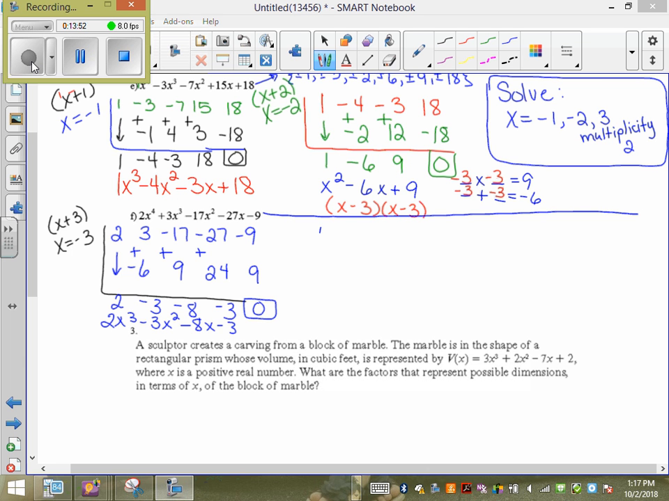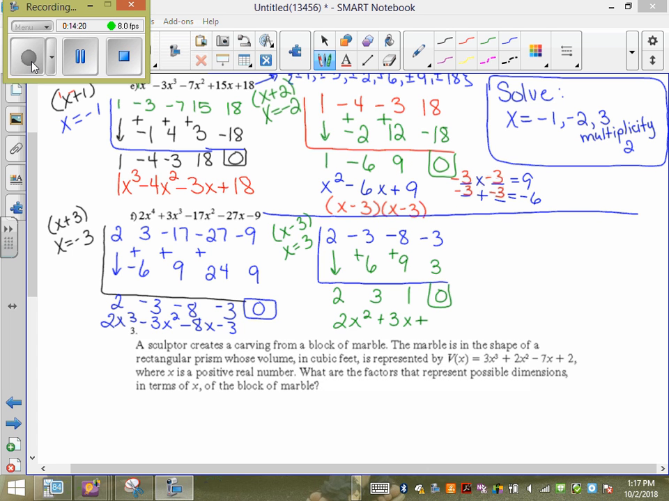Which one works for the cubed one? X equals 3. So my factor is x minus 3. Drop the 2. 2 times 3 is 6. Add them. 3. 3 times 3 is 9. Add them. 1. 3 times 1 is 3. Add them. 0. And then I drop 1. So it's 2x squared plus 3x plus 1. And then I have to do decomp because I have not a 1 in front of the x squared.